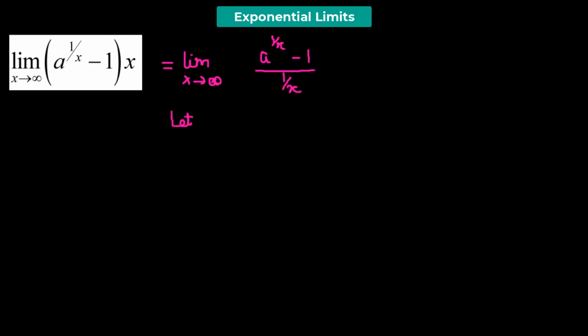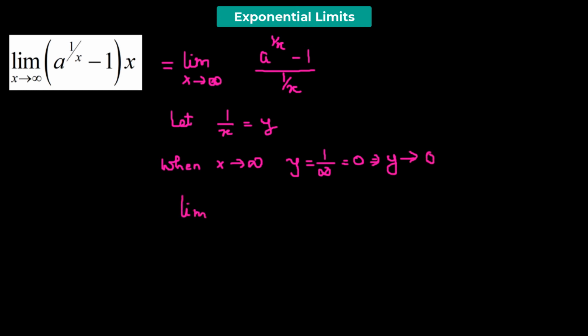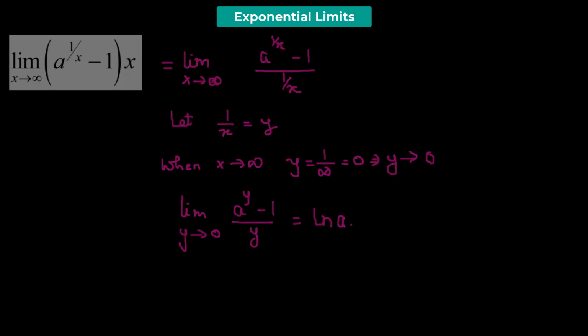Now we assume that 1 over x equals y, such that when x approaches infinity, the y value will be 1 over infinity, which is 0, which implies that y is also approaching 0. So we have the limit y approaching 0 of (a raised to the power of y minus 1) divided by y. Now, this is the standard limit, so the value will be the natural log of a. Let's move on to the next question.